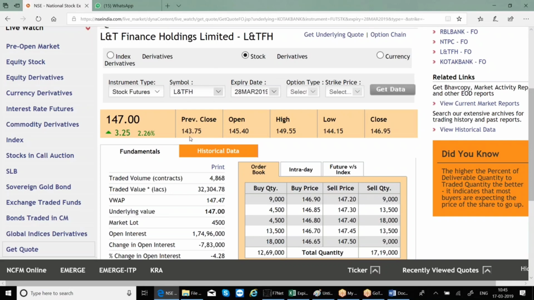Friday, Thursday's close. Normally the last 30 minutes average close does not apply in futures and options. This is future price, so close means the actual close, not the average close. In F&O futures you have the actual close. You don't have an average close. Only in the cash market you have an average close.